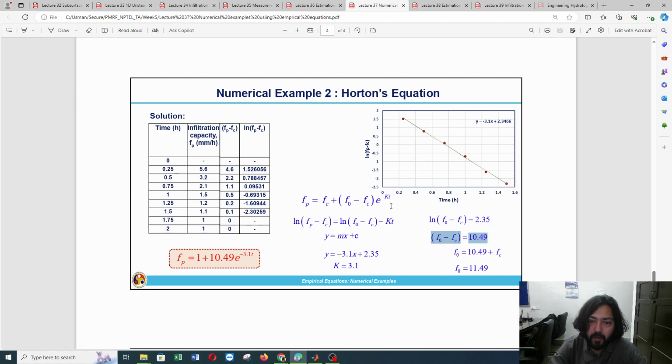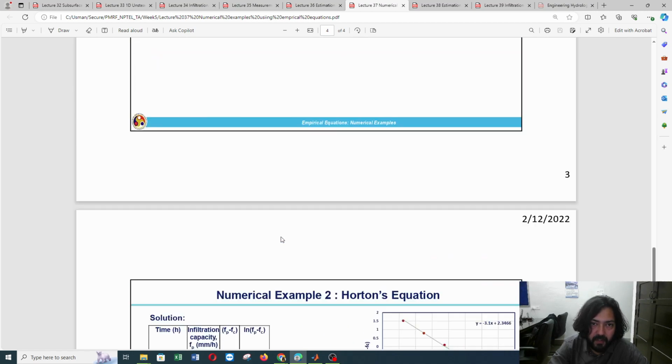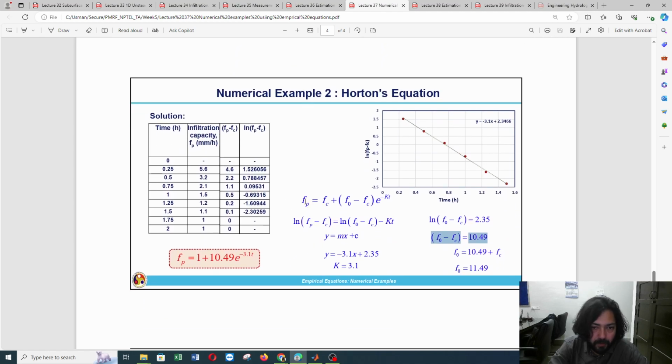And similarly we want to calculate the value of k. k is nothing but the slope. So here the value of k is minus 3.15, which is done here. Now that we have the value of k and the value of f0 minus fc, we are simply going to substitute into the standard equation given by Horton.